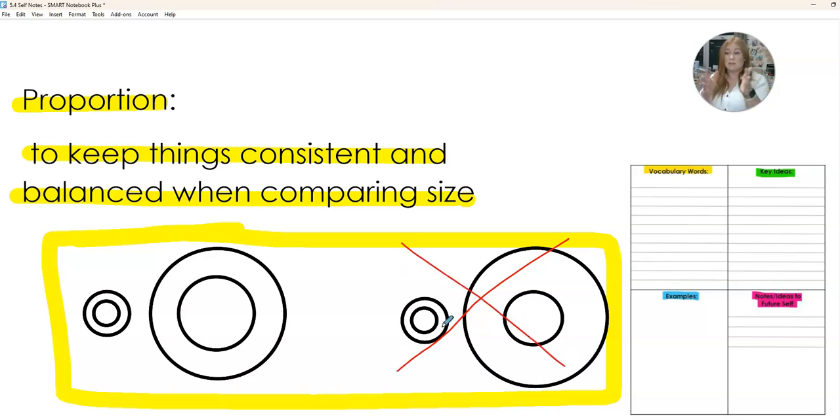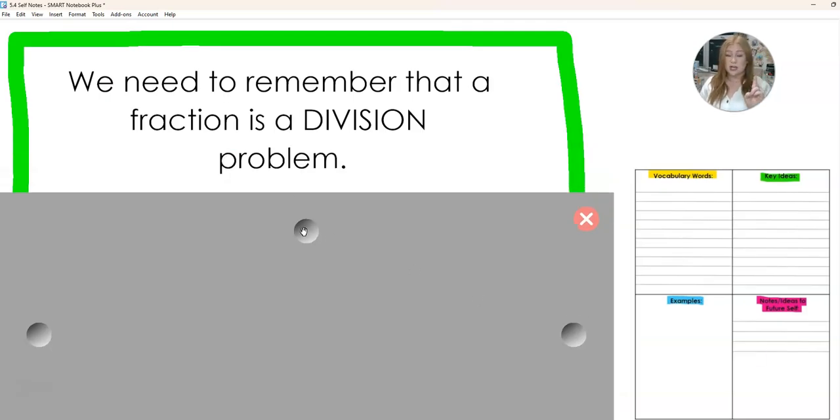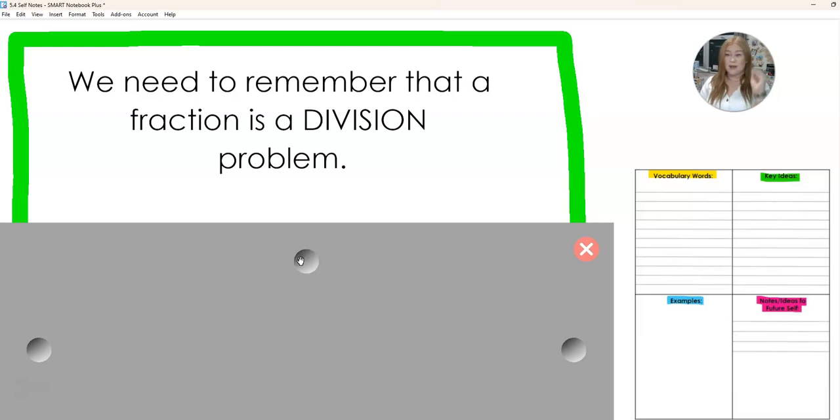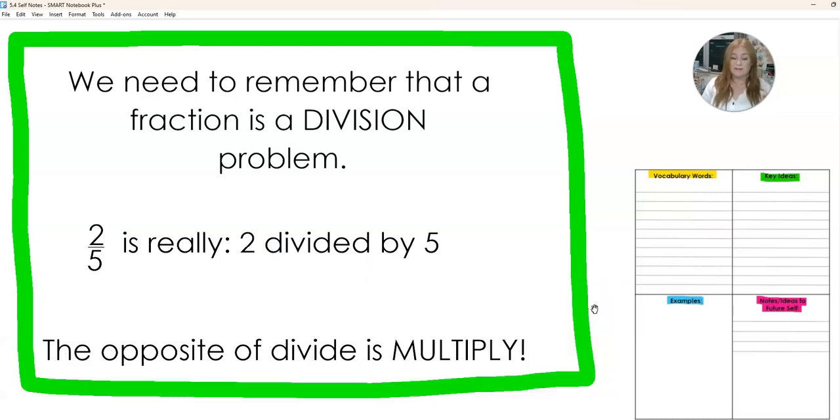As we're keeping things proportionate, we want to keep those same ratios. So if it had 1 here, now it has 2, now it has 3, the other one's growing at that same rate. We need to remember that fractions are just division problems. If I have 2/5, that really means 2 divided by 5. And we need to know the opposite of divide is multiply. So we've used that multiplicative inverse.